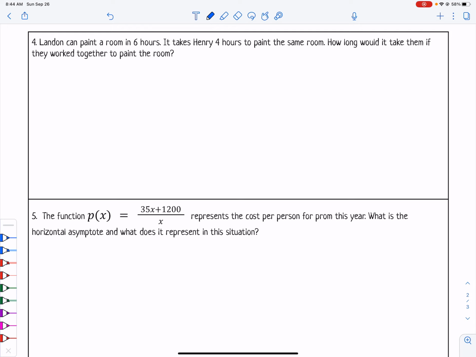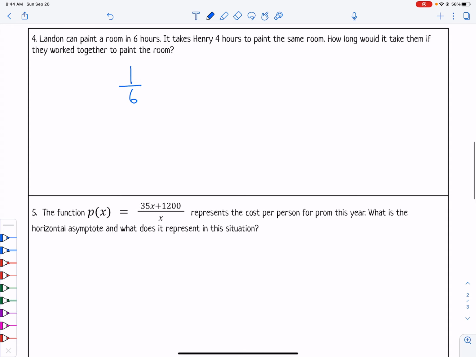So we say Landon can paint 1 room in 6 hours. So we set up a fraction to represent Landon's time to paint the room. We add that to Henry's time. So Henry paints 1 room in 4 hours. And then together they paint 1 room, and we're looking for how much time it will take. So we put our variable there.